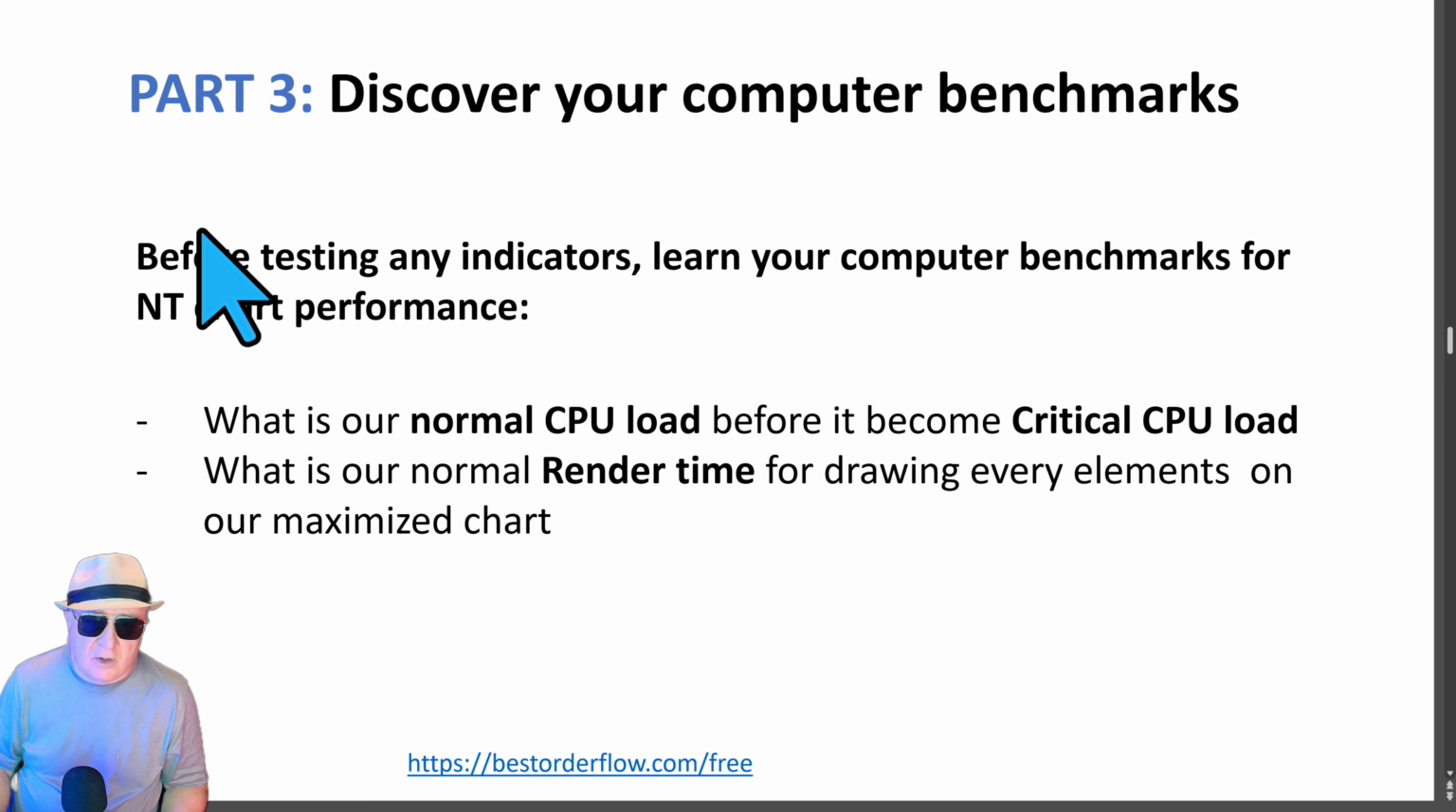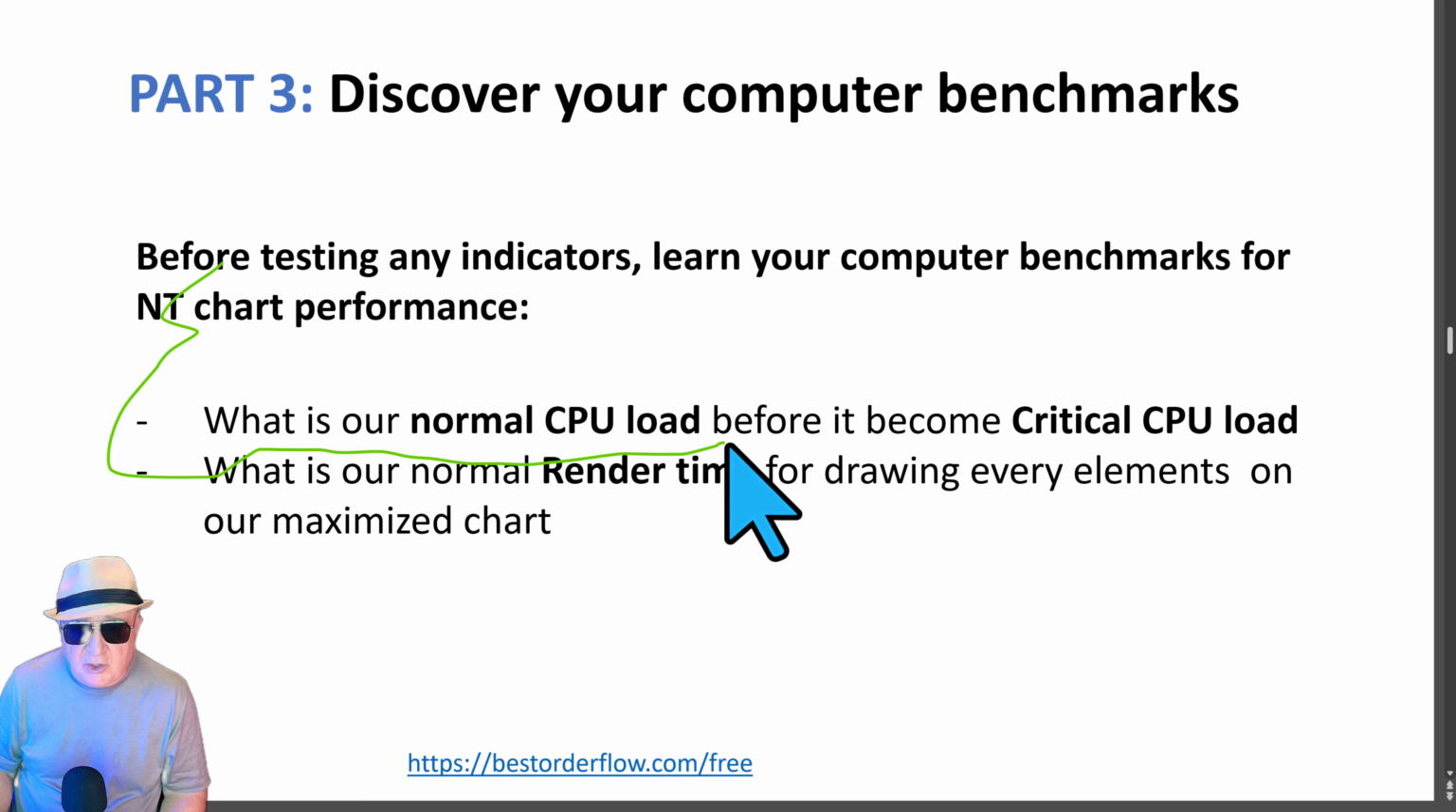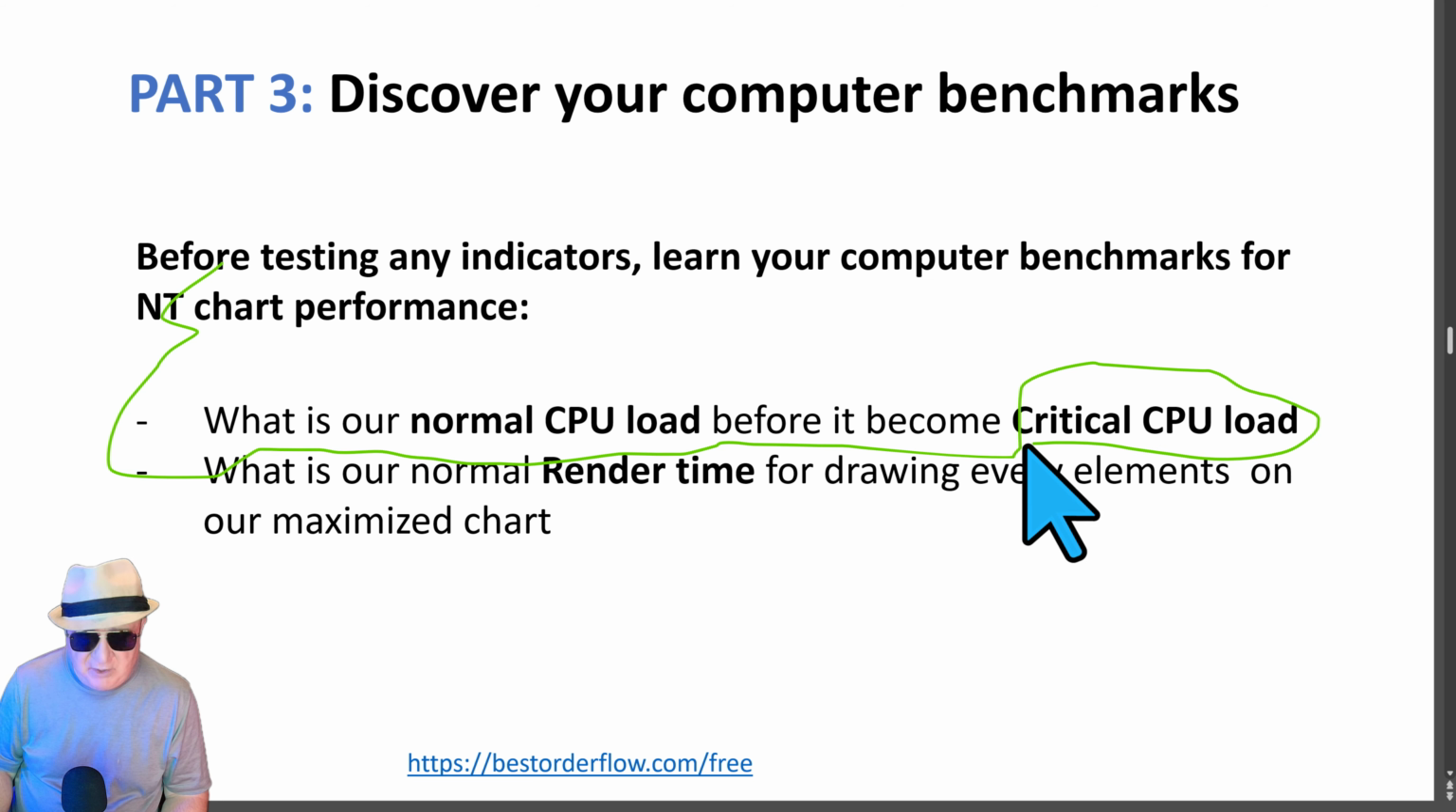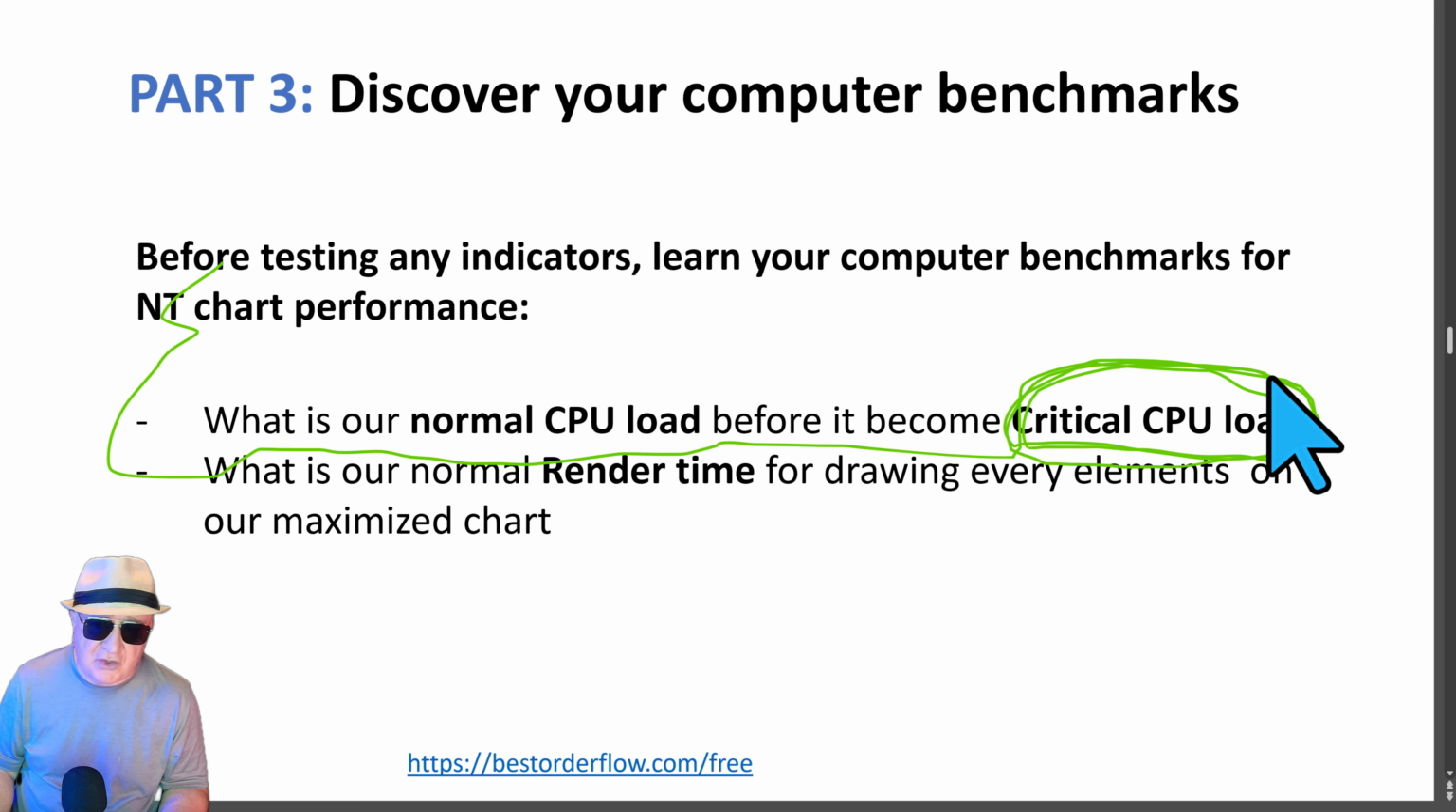So we're gonna learn a few things, like what is your normal CPU load before it becomes a critical CPU load. You need to record your number, what it is when you have no indicators and are running only candle bars. Then we're gonna increase the load on your CPU artificially, and you will learn what CPU percentage you don't want to overload.